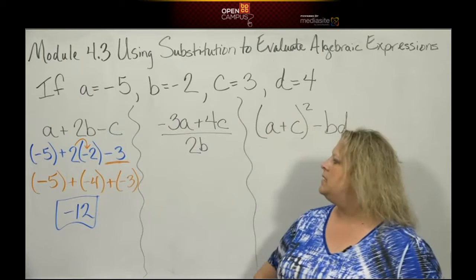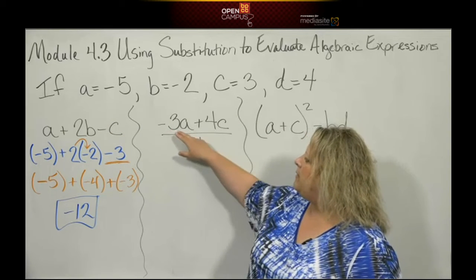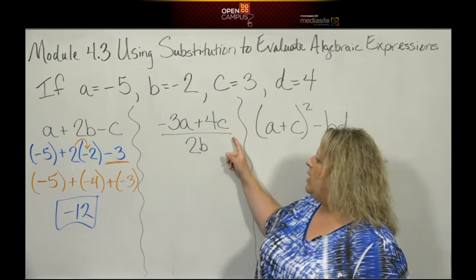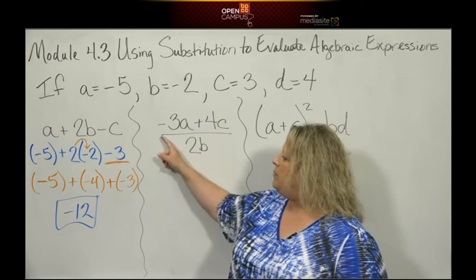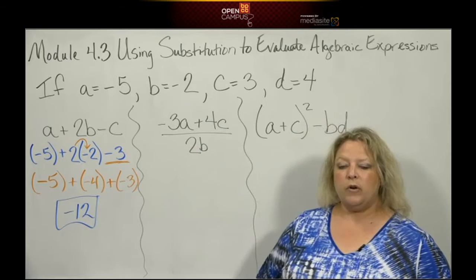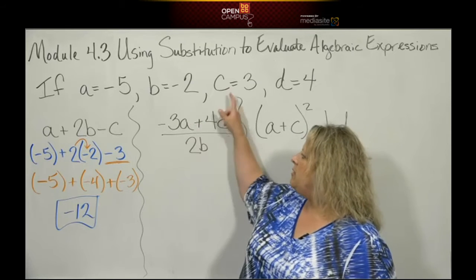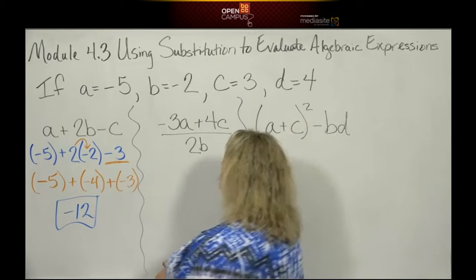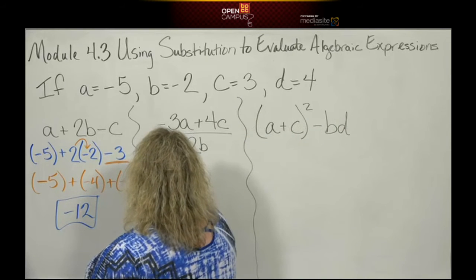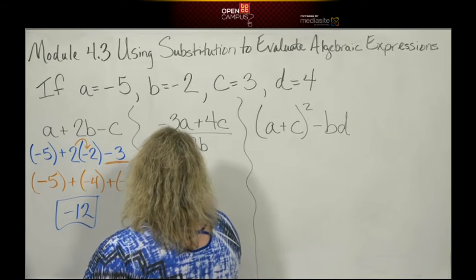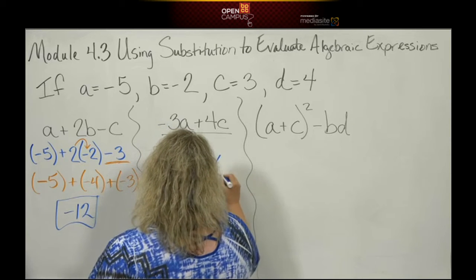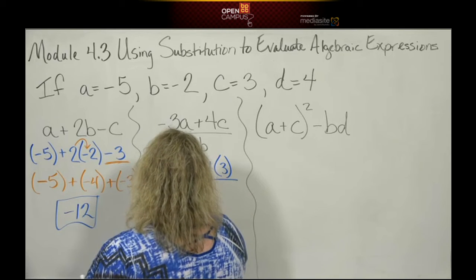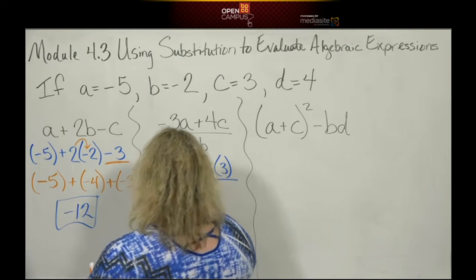Not too bad. Okay, so here's our next problem. -3a, which means 3 times a, plus 4c, 4 times c. All of this divided by 2 times b. So what do I need to do first? Substitute and replace all of my variables with the values. Okay, let's do that. So I have -3 times -5 plus 4 times c, c is 3, divided by 2 times b, and b is -2.